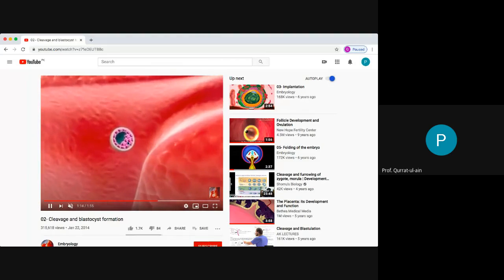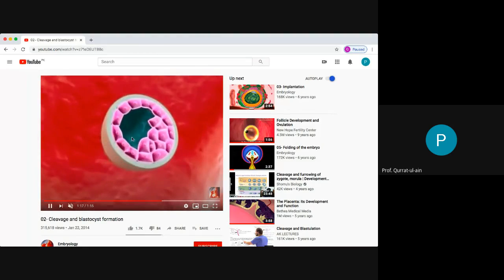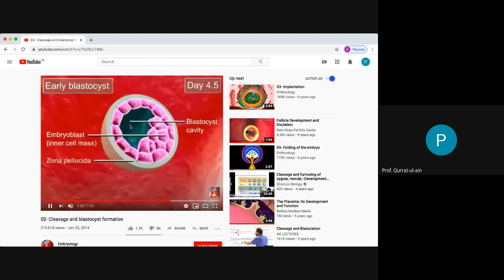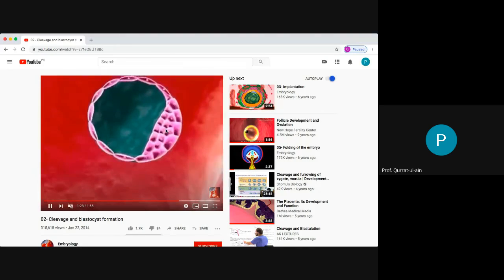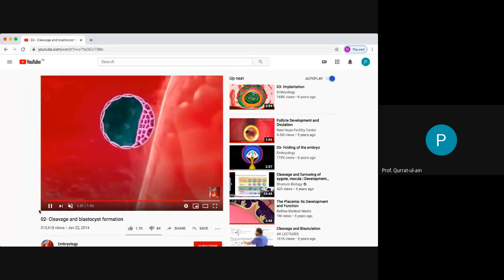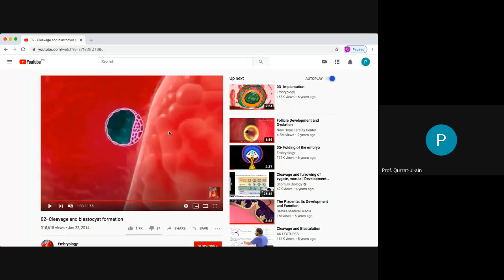As it moves in, the zona pellucida thins out, and a cavity is created with formation and alignment of the cells: the blastocyst cavity, the outer cell mass, the trophoblast, and the inner cell mass, the embryoblast. And now it is going to attach itself to the uterine wall. This is the endometrium, and this is the embryonic pole. The trophoblast will attach itself here, and this is the embryoblast, and the trophoblast will form syncytiotrophoblast, and the cytotrophoblast will be the original layer.